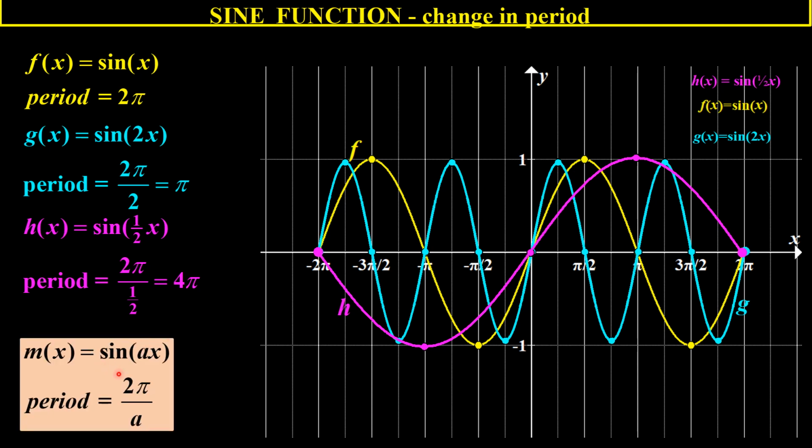So let's generalize. If I have sine ax, the period is 2 pi divided by that a. That will always use a positive value there. So 2x, so there'll be 2 pi divided by 2. 3x, 2 pi divided by 3. So that's how we can obtain the period.